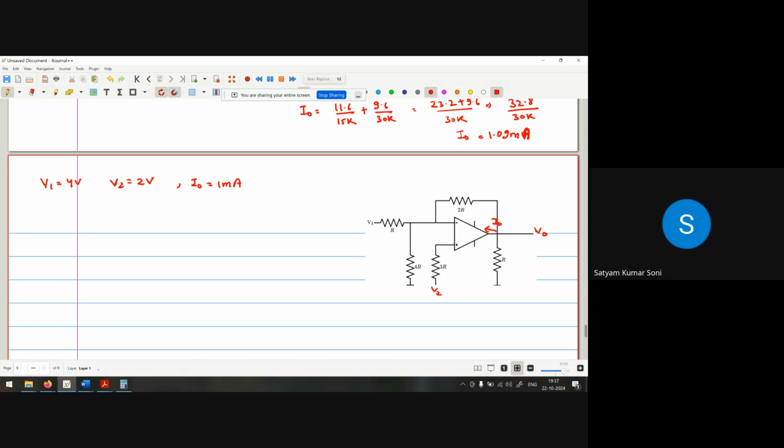Sir, could you explain the direction of current, why you did it? I have mentioned this one, I naught 1 milliampere. Where do I get this particularly?